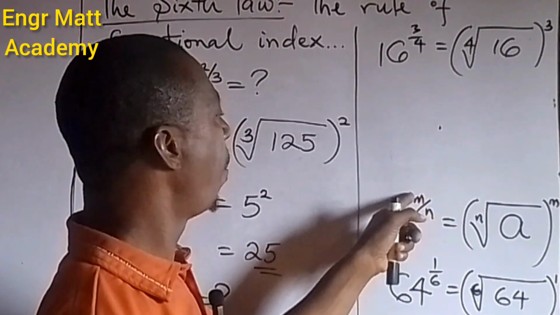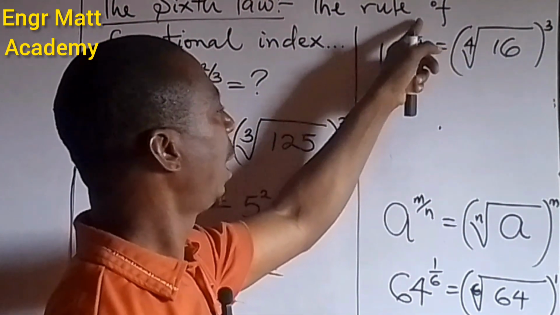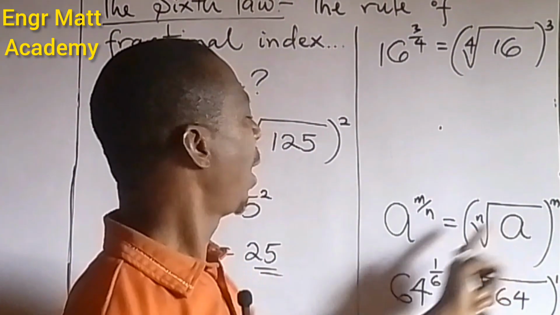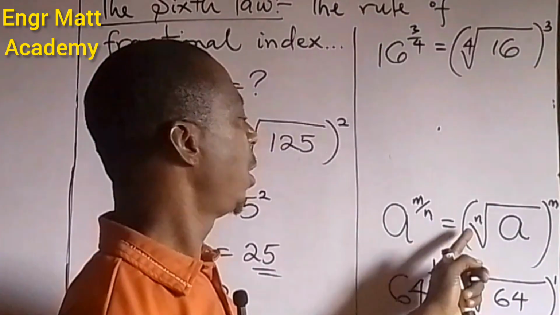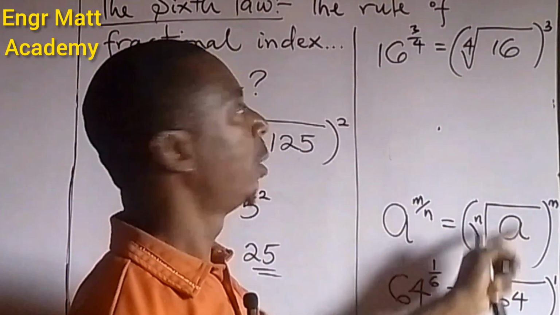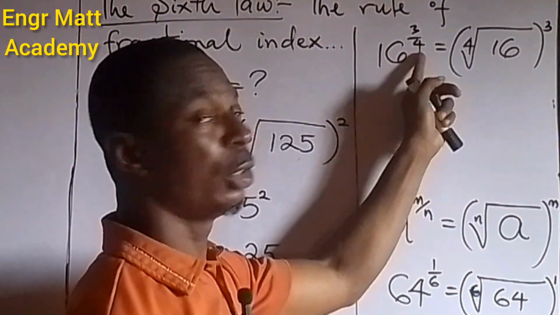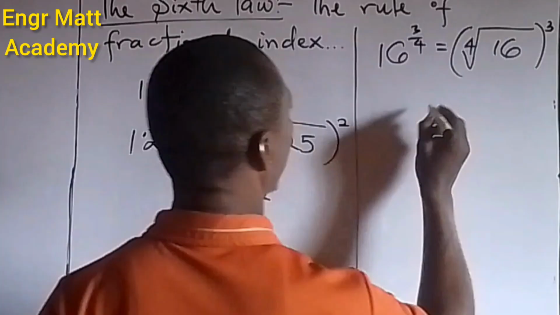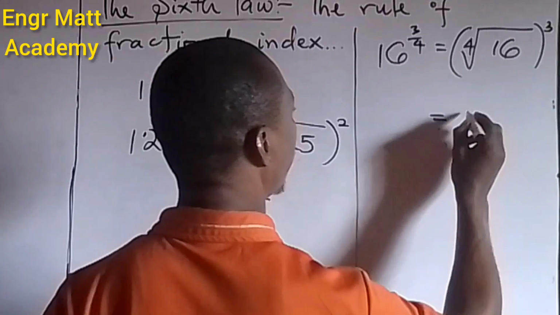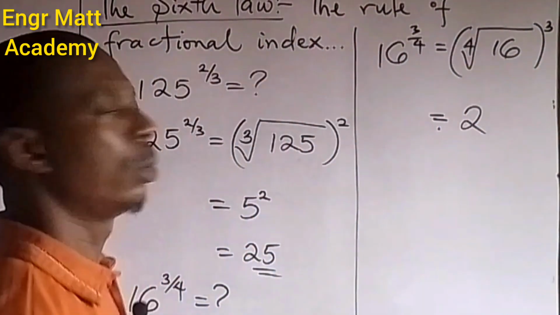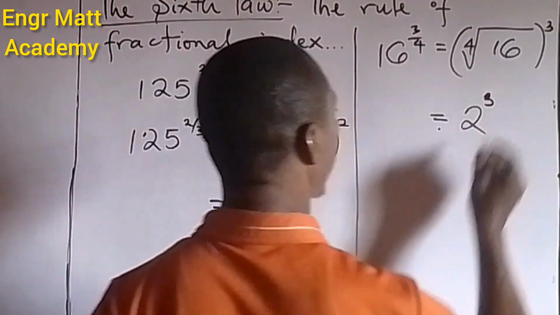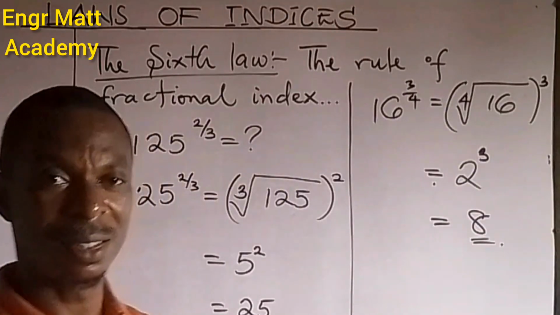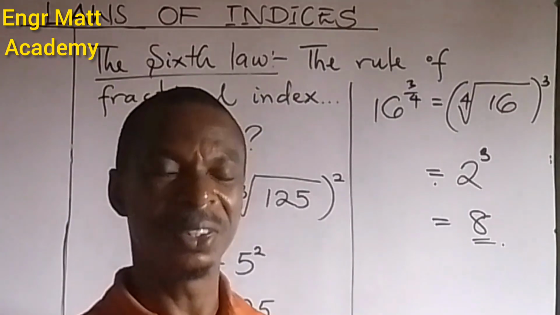The numerator m is 3, and that is the power as we have here. And the denominator n is the nth root here. But in this problem, the denominator is 4. So we are taking the fourth root of 16. What is the fourth root of 16? It's 2 raised to the power of 3. And that will give us 8. And that is that. The laws of indices done and dusted.